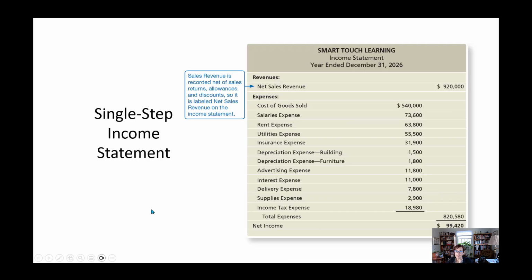Now, a single step income statement doesn't have all of those subtotals. It just takes all of your revenue minus all of your expenses, and it gives you net income, very much like you did for your service companies.